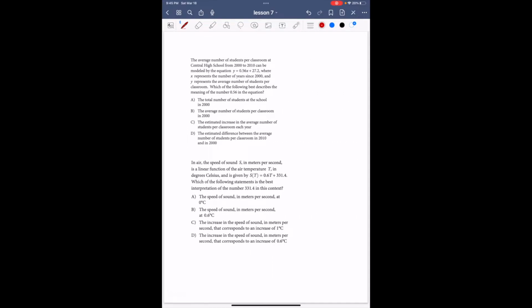The average number of students per classroom at Central High School from 2000 to 2010 can be modeled by the equation y equals 0.56x plus 27.2, where x represents the number of years since 2000, and y represents the average number of students per classroom. We have to interpret 0.56. First of all, that's the slope. So it should be the increase in y for every 1 unit increase in x. So that should be something along the lines of the increase in the average number of students for every year past 2000.